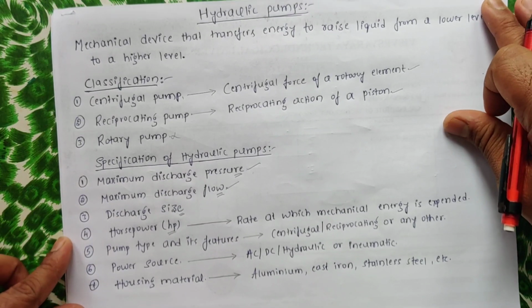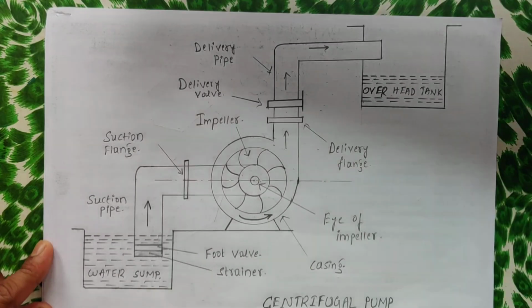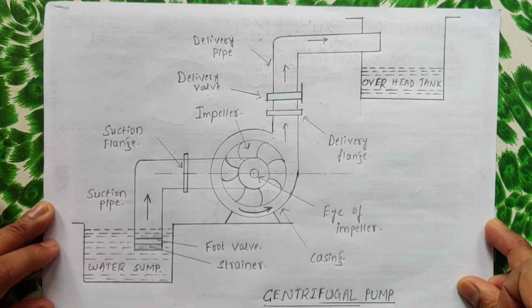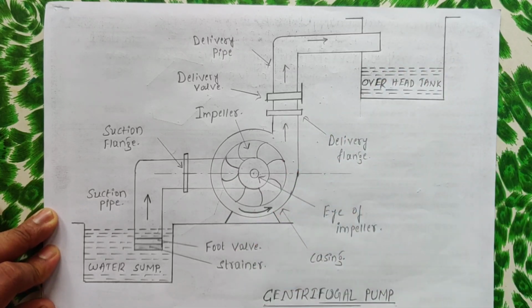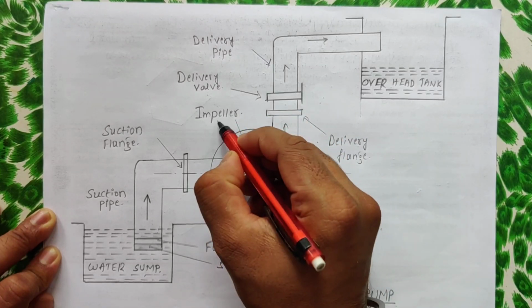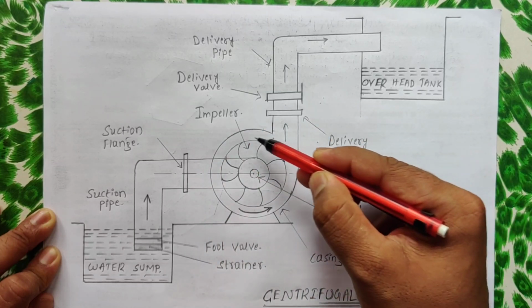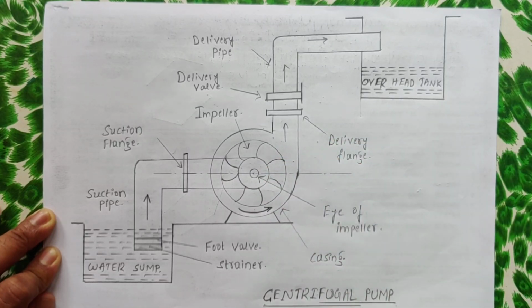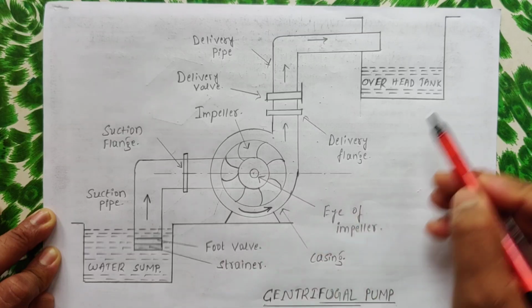Now in this session we shall see what a centrifugal pump is. Hope you can clearly see this diagram. This is our centrifugal pump. Let me discuss the construction of the centrifugal pump first. The most important part of a centrifugal pump is the impeller, the part which rotates in the middle. You can see the water sump and the overhead tank.